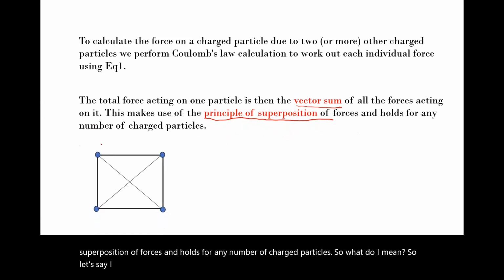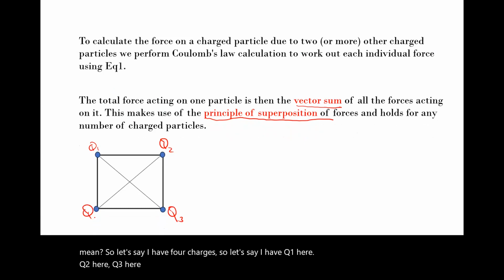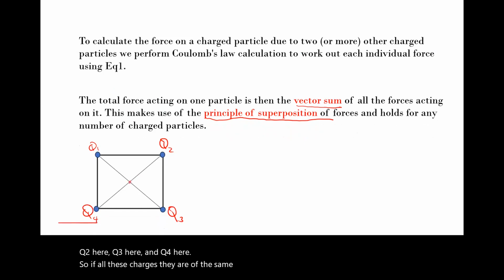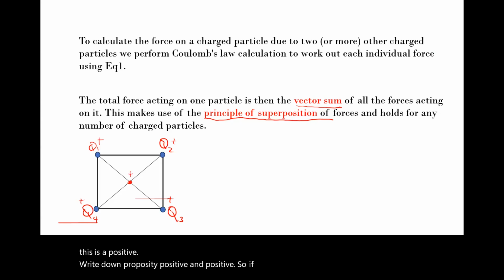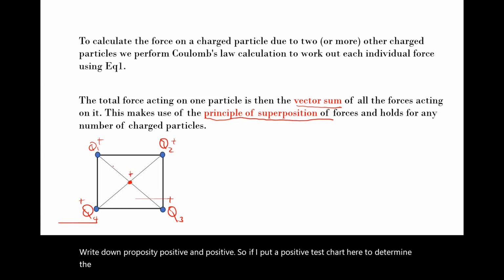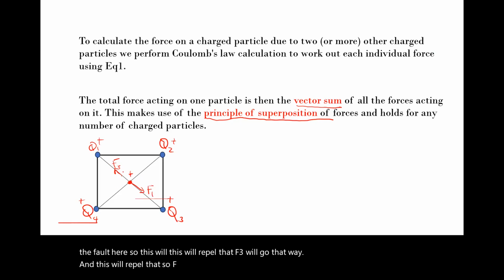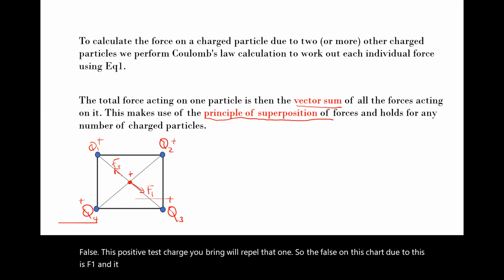Let's say I have four charges: Q1 here, Q2 here, Q3 here, and Q4 here. If all these charges are of the same magnitude and positive, and I put a positive test charge here to determine the force, this will repel that, so F3 will go that way, and this will repel that, so F1 will go that way. The force on this charge due to this one is F1 and it goes that way, and the force on this charge due to that one goes the other way.